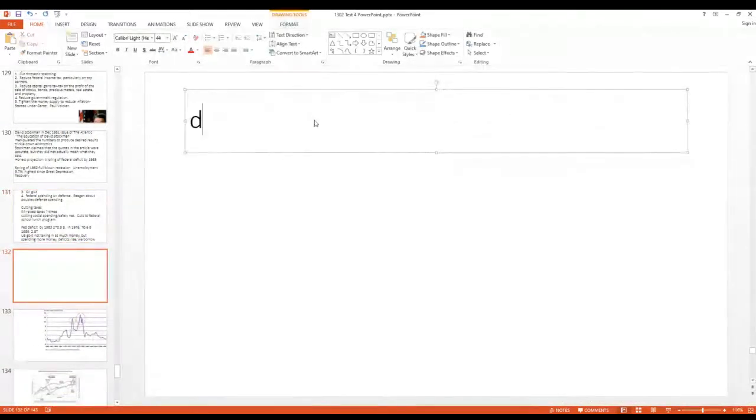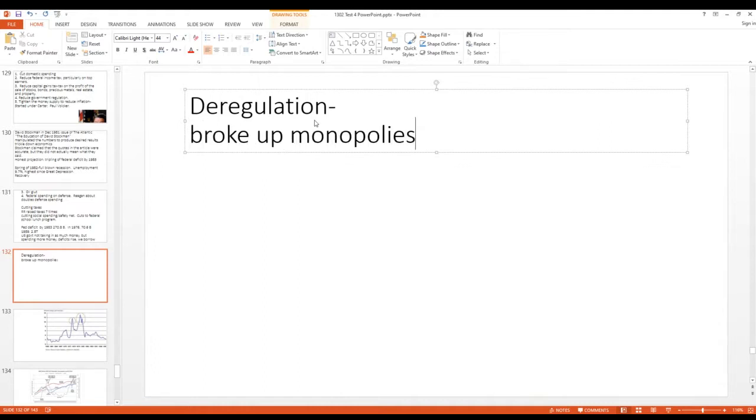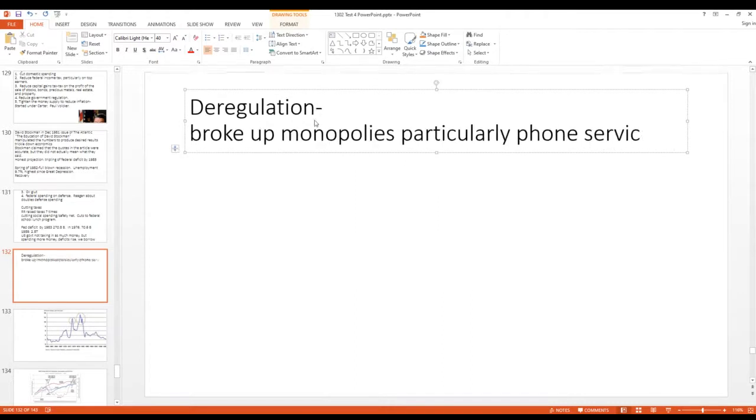I also want to mention deregulation. Deregulation really had both positives and negatives. So let me talk about the positive first. On the one hand, it broke up monopolies, particularly phone service.